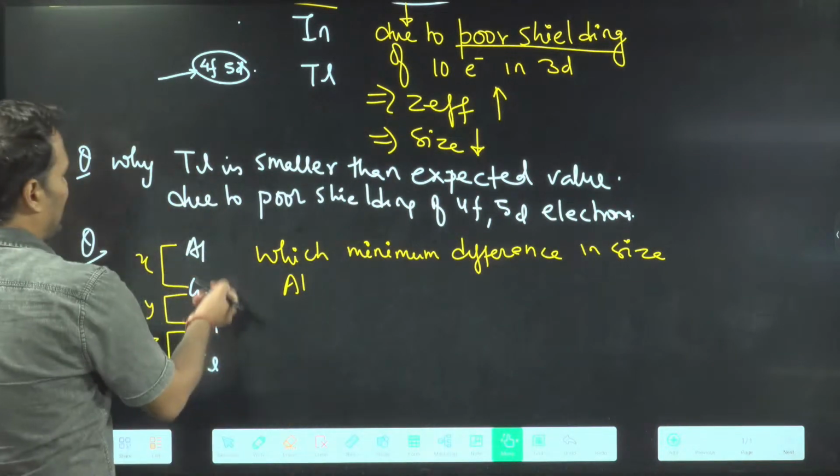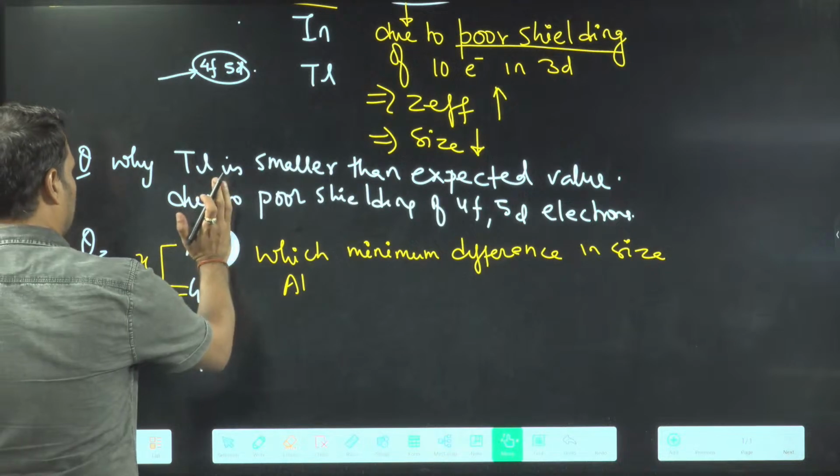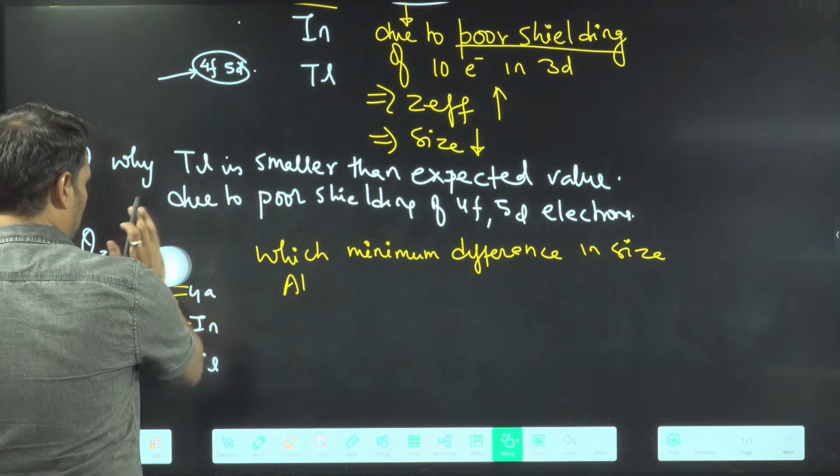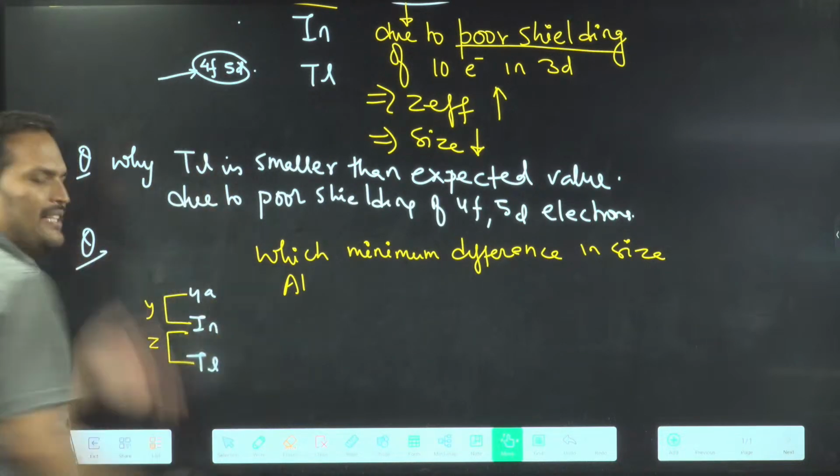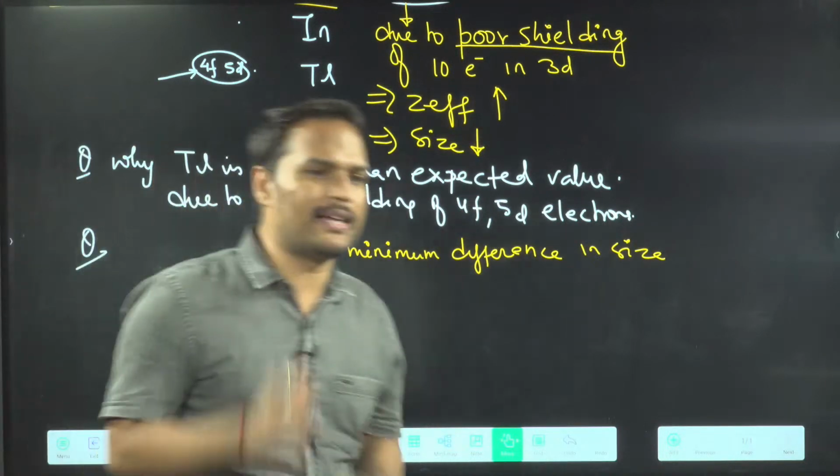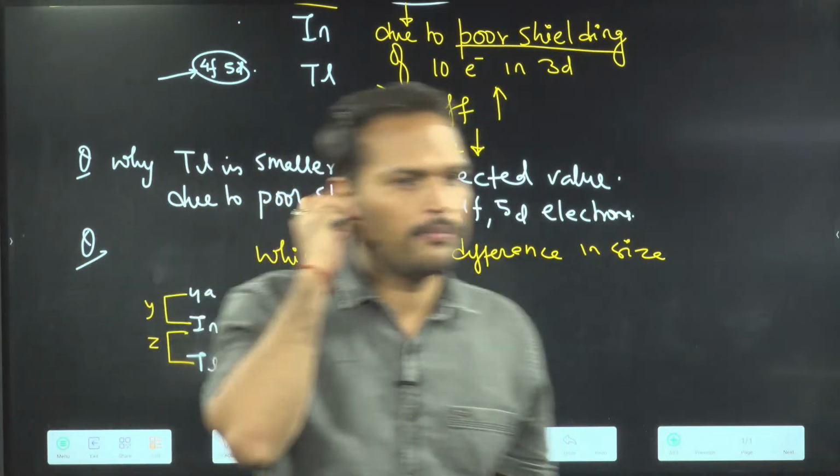Okay, you can skip a bit. Aluminium, gallium is there, right? Let's remove this. Because here's gallium, indium. Let's talk about YZ only. Suppose if I talk about YZ only, then what you will say?